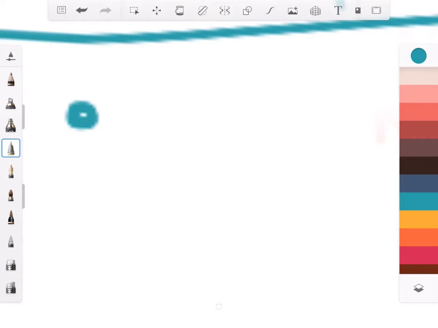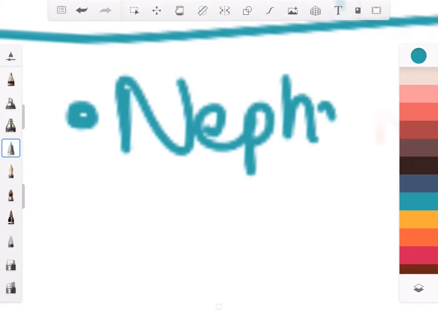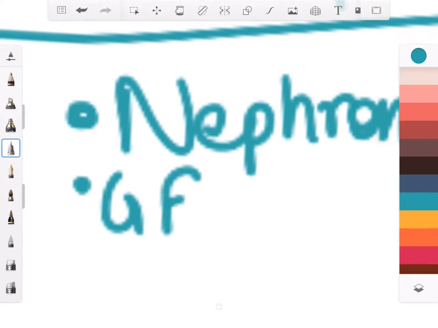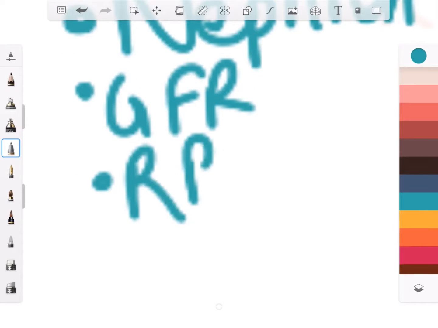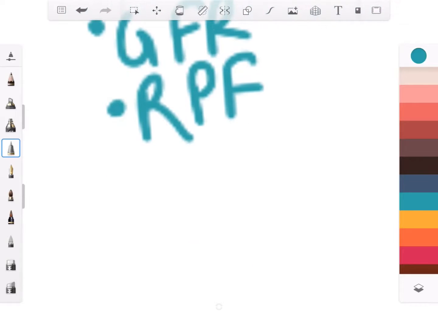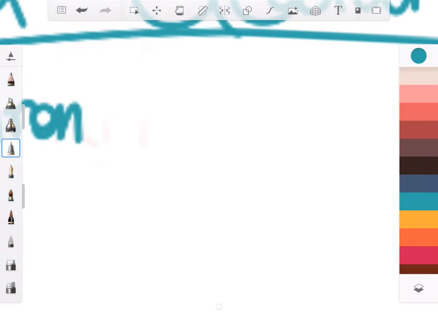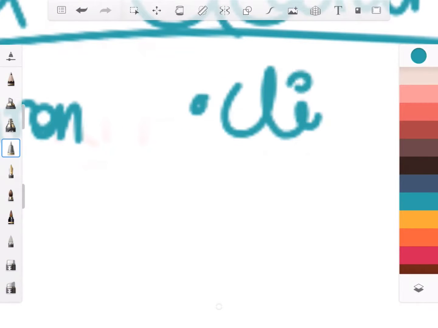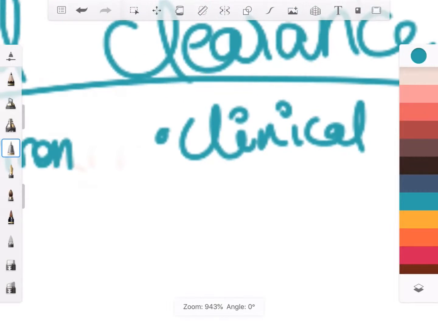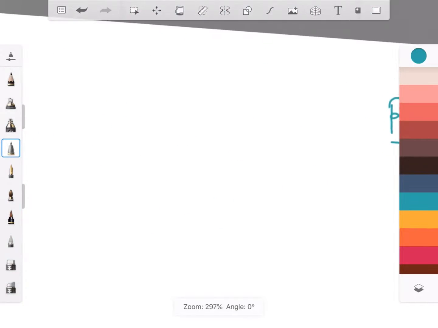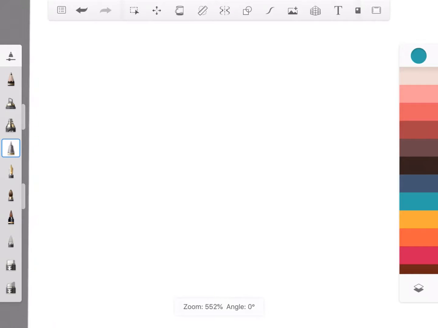First is the structure of a nephron. Then we have GFR, renal plasma flow, filtration factor, and in this video I'm going to touch on the clinical aspect of renal clearance. Now let's look at the structure of a nephron first.